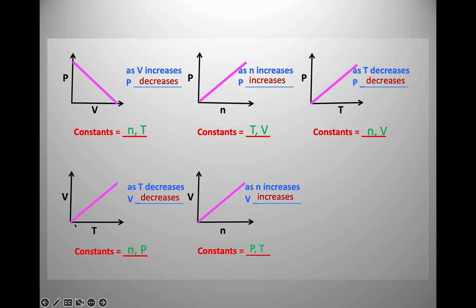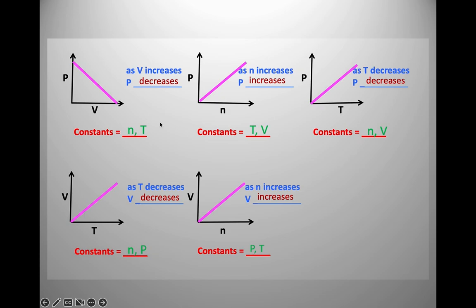For temperature and volume, if you hold number of particles and pressure constant, as you heat something up, the particles move faster, and they'd push against the balloon, and the balloon would get bigger. The volume would go up. So temperature and volume have a direct relationship. One goes up, the other goes up.